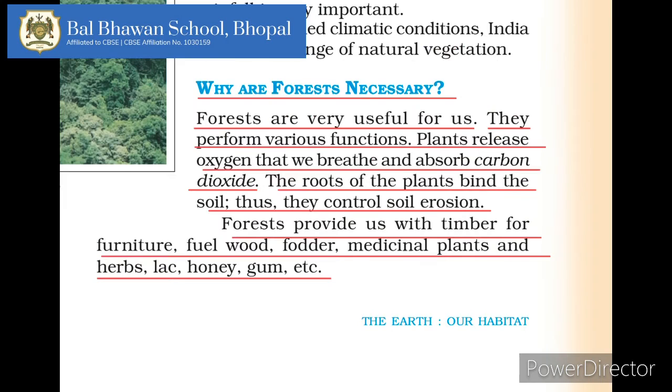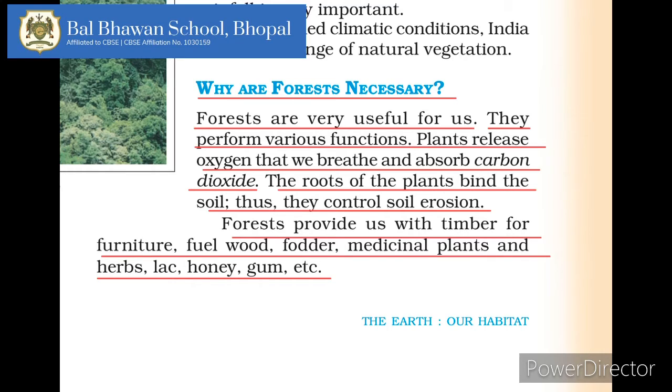Have you ever thought why forests are necessary? Do you think that you have some sort of dependency on forests? Forests are very useful for us. They perform various functions. Plants release oxygen that we breathe and absorb carbon dioxide. Though we live in cities, we are dependent on forests and plants because plants release oxygen and we breathe that oxygen, and carbon dioxide is absorbed by plants, which helps in reducing the carbon dioxide level in our atmosphere.